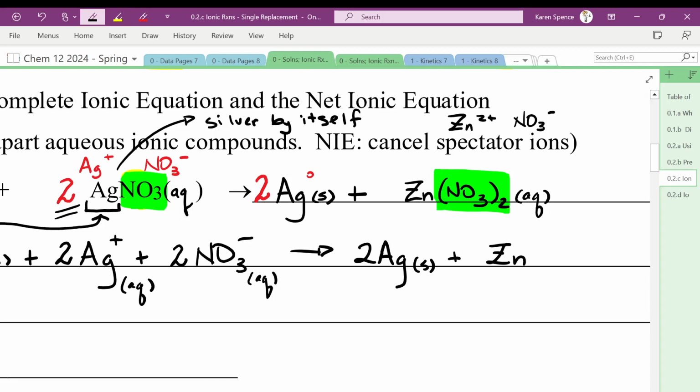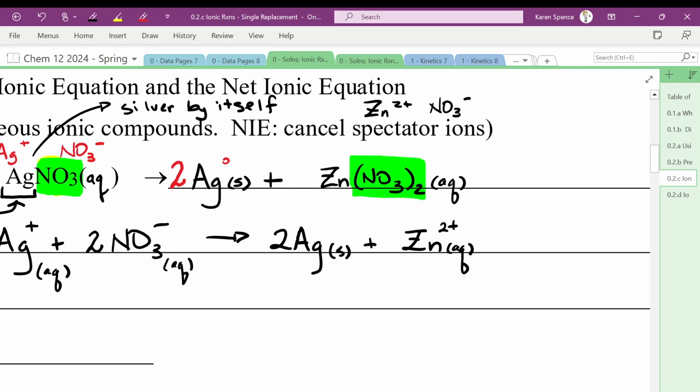Zn2+ aqueous. How do I deal with the NO3? How do I write that? 2 NO3s. Okay, so plus 2 NO3 aqueous. Charge negative.